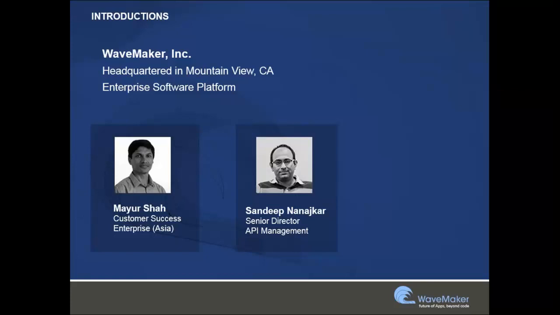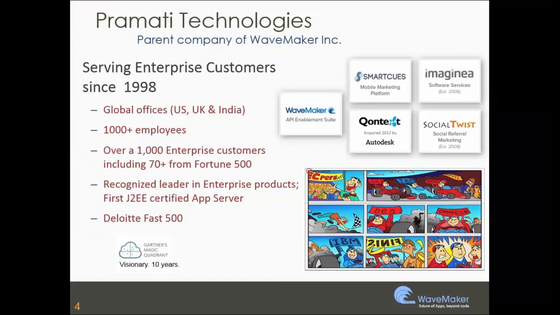We are part of WaveMaker. WaveMaker is a company headquartered out of Mountain View, California. For those who are not familiar with Proxy Technologies, WaveMaker is a subsidiary of Proxy Technologies. Proxy has been around in the enterprise middleware space over the last 2 decades. Back in 1999, Proxy was the first company to certify a J2EE application server, and during that time we beat the likes of IBM and BEA.